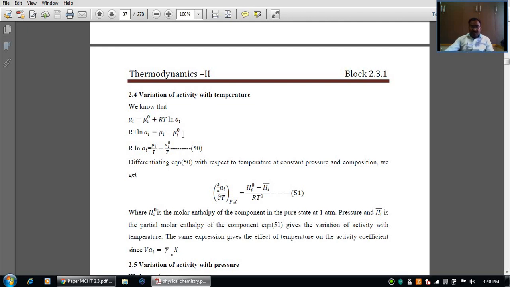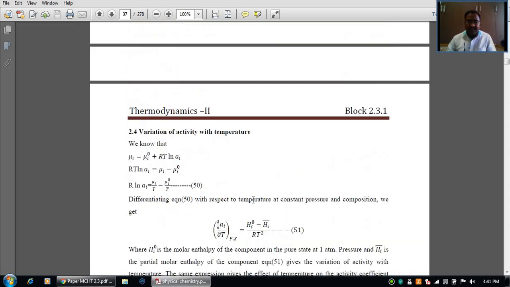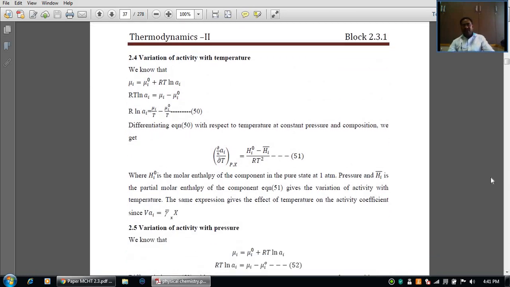Now, variation of activity with temperature. Consider the equation mu_i equals mu_i naught plus RT ln a_i. We move mu_i naught to the right-hand side, so ln a_i, which is log to base e of a_i, is equal to mu_i by T minus mu_i naught by T. Now we differentiate the above equation with respect to temperature at constant pressure and composition. Finally, we get d ln a_i by dT at constant pressure and x equals H_i naught minus H_i bar by RT squared. This is the final mathematical expression for the variation of activity with temperature.